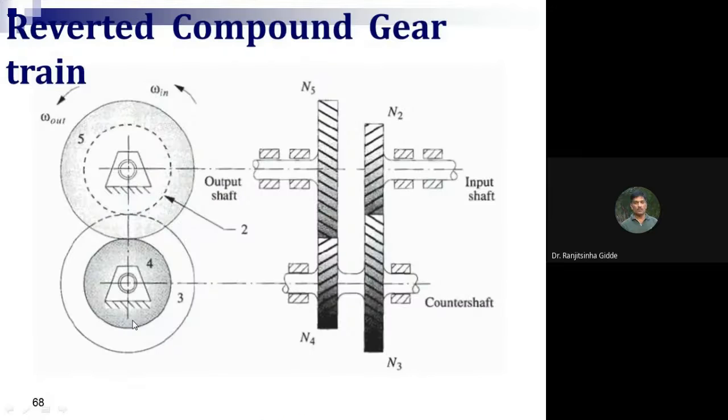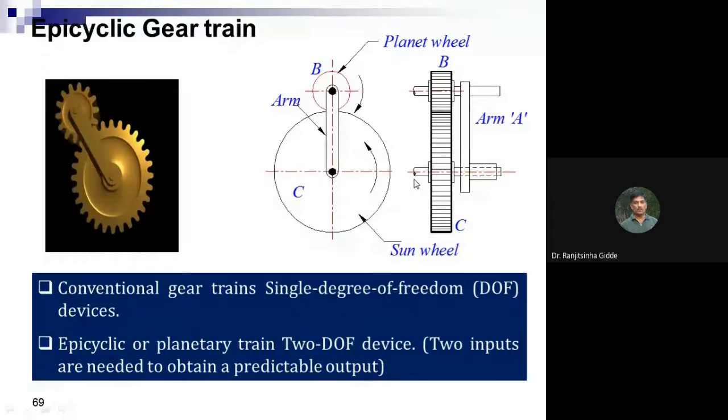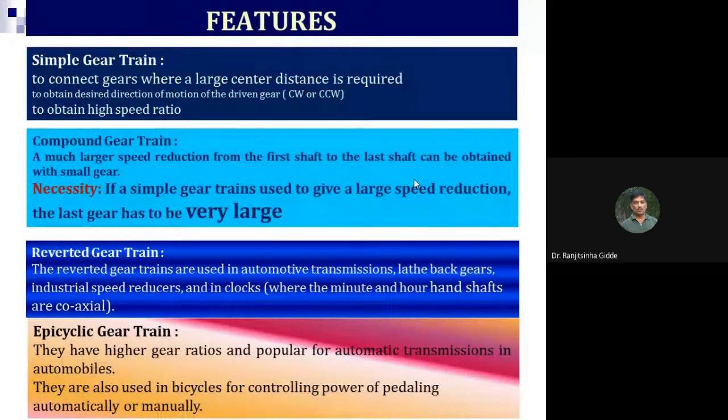Then this is another view for the reverted gear train. This one is the epicyclic gear train. So reverted gear trains have applications in industries, where they are required to be used for reducing the speed.